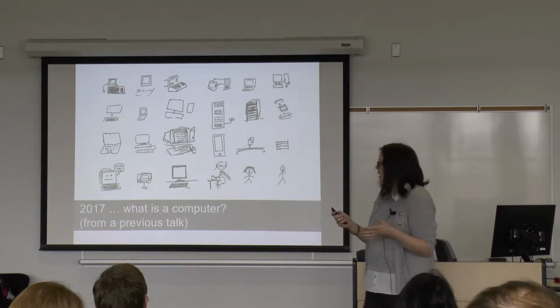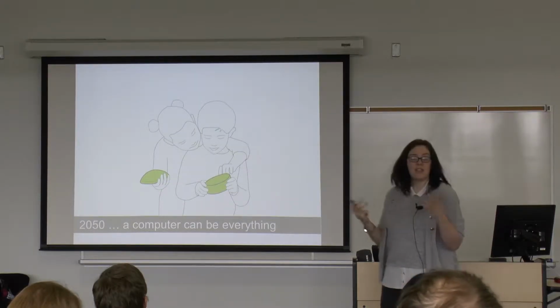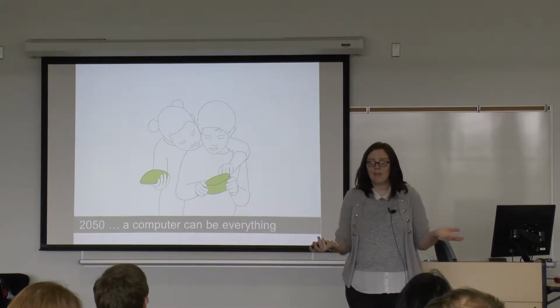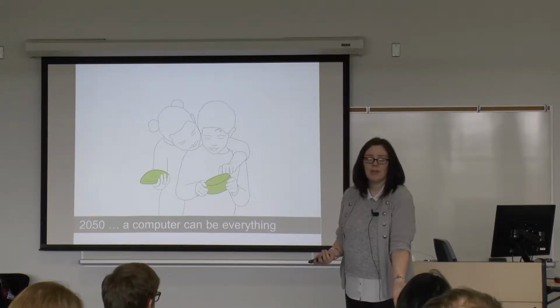It's all these different shapes we can have. And what it's going to be, like in 2015, 2100, computers can be everything. This chair could be a computer, right?